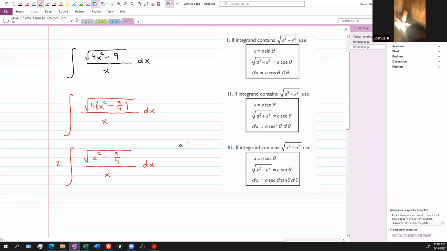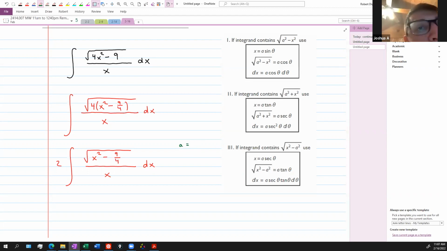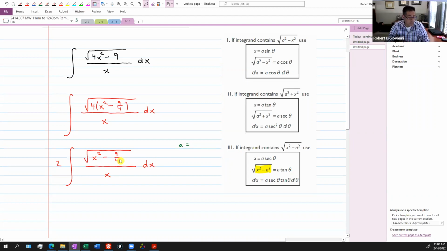Let's see here. Well, it looks like you square root, you do x squared, and then you could do a squared, so you could do the square root of 9/4. Okay, good. So square root of 9/4, which would just be 3/2, right? Yeah. Okay, so that's A.